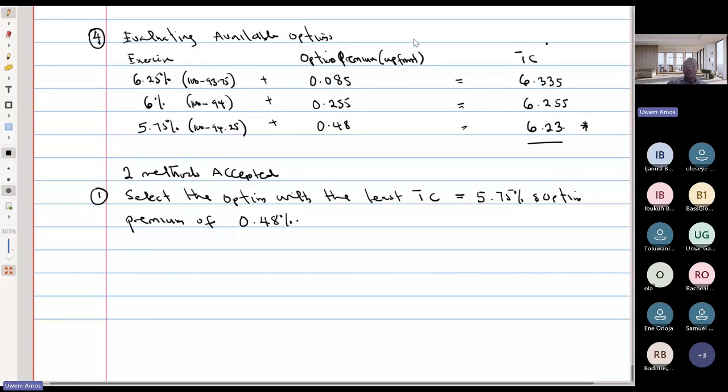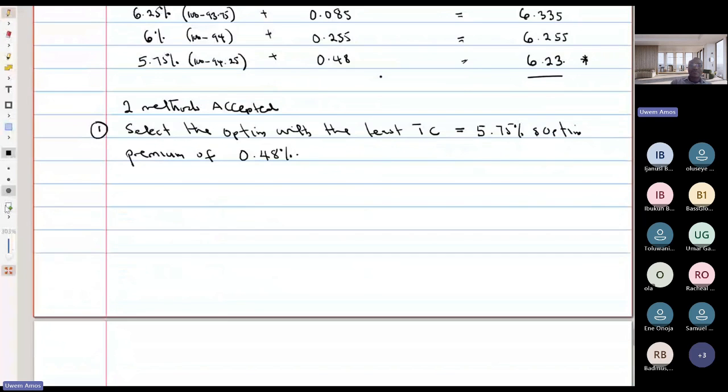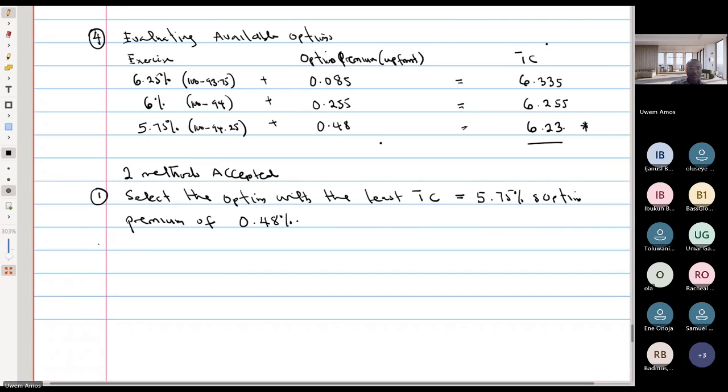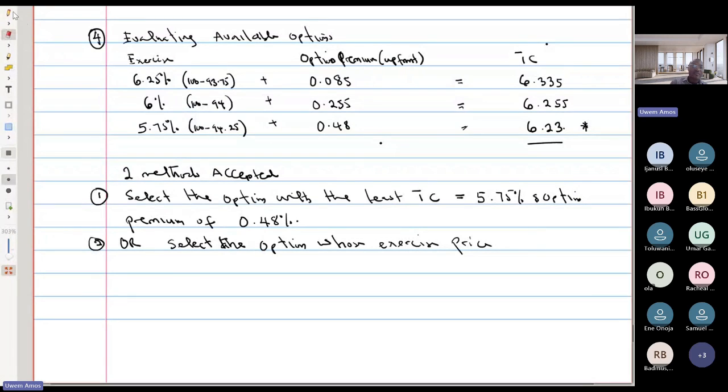The second method that ICAN accepts, which they use interchangeably in solving interest rate questions, is that they accept it if students decide to select the option whose exercise price is equal to the current variable rate. In this case, it is LIBOR.